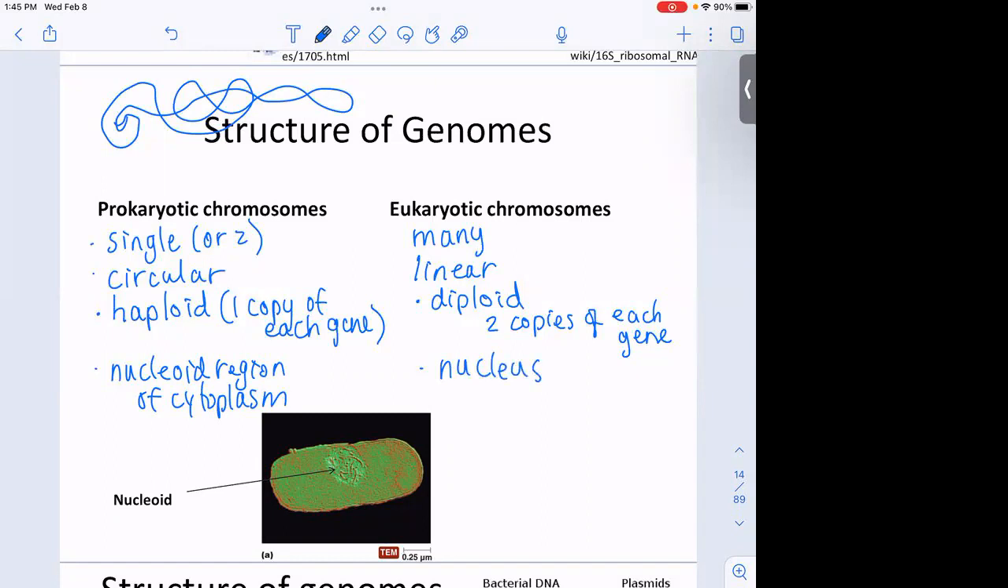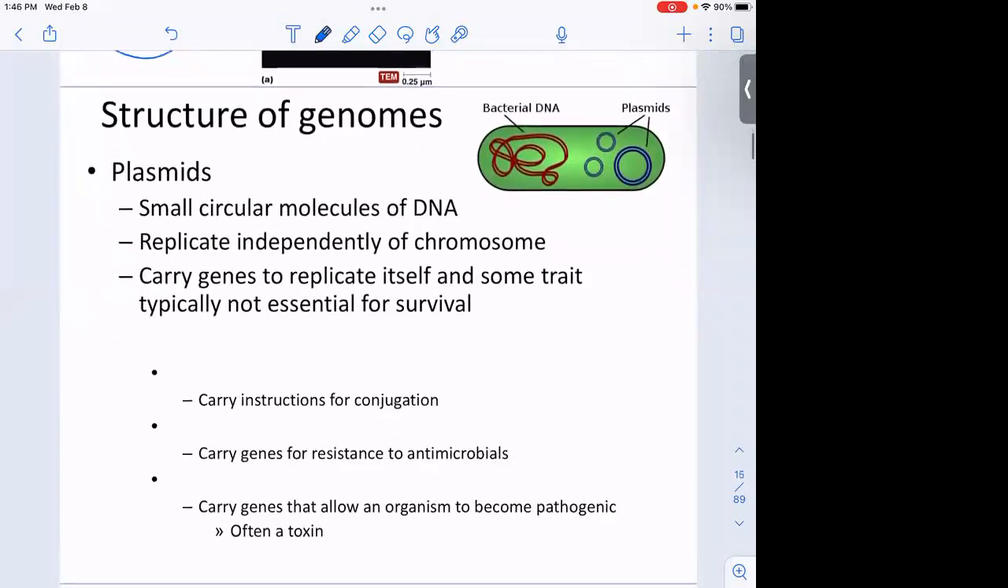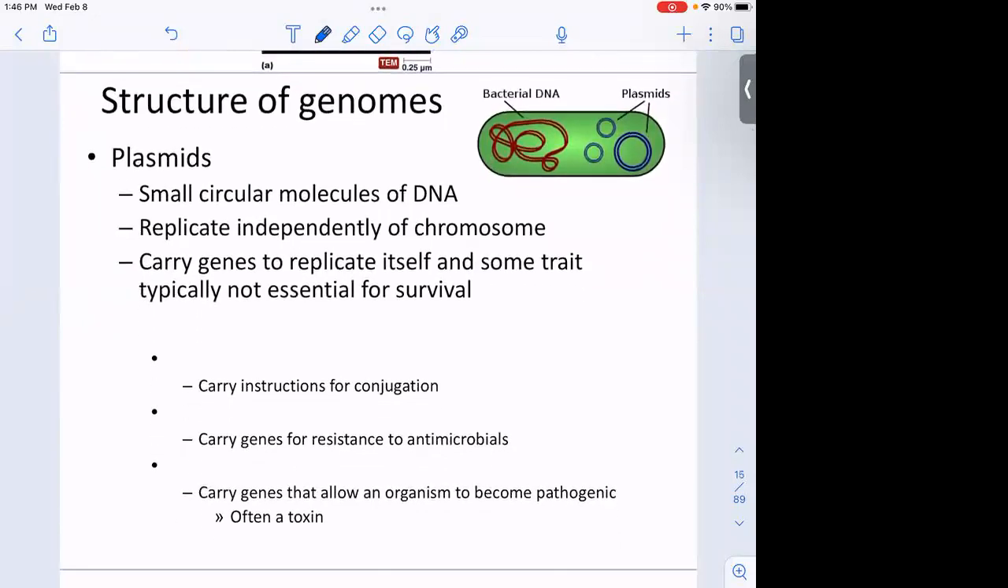So again, this is just a region in the cytoplasm where the chromosome, maybe with some plasmids associated, tends to be. It's not surrounded by any kind of membrane. In addition to the chromosome, prokaryotes are more famous for having these smaller circular molecules of DNA called plasmids.